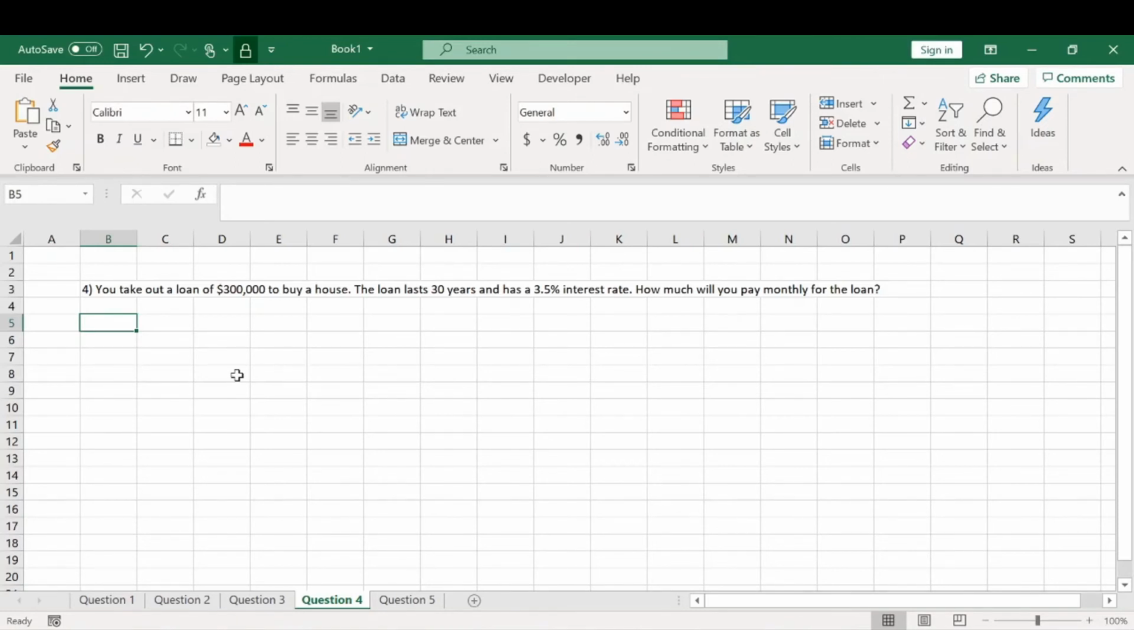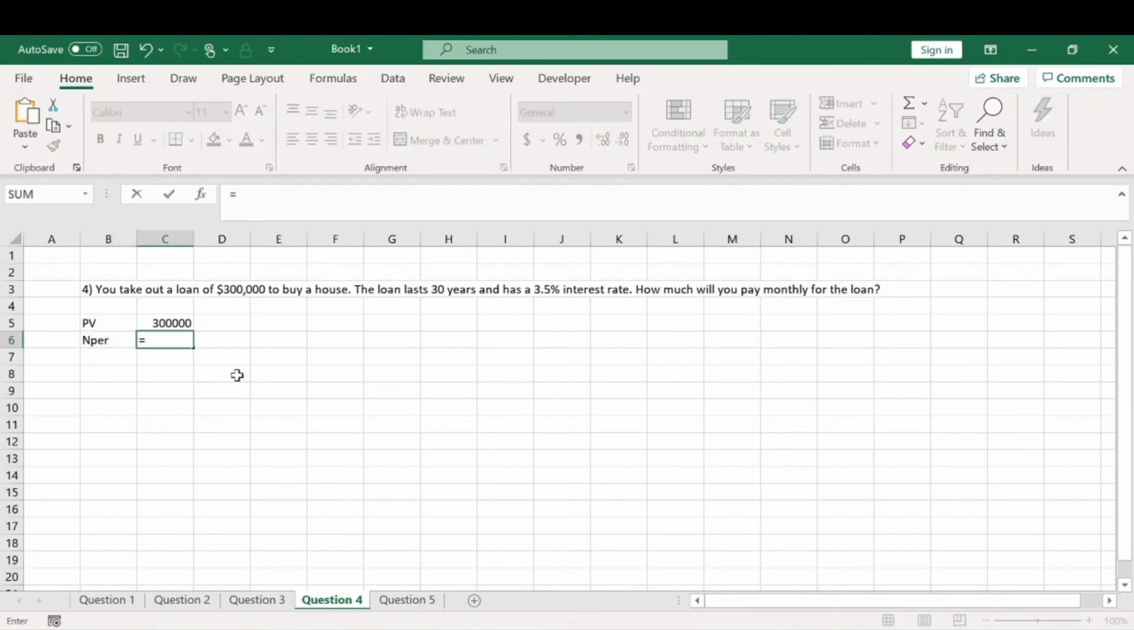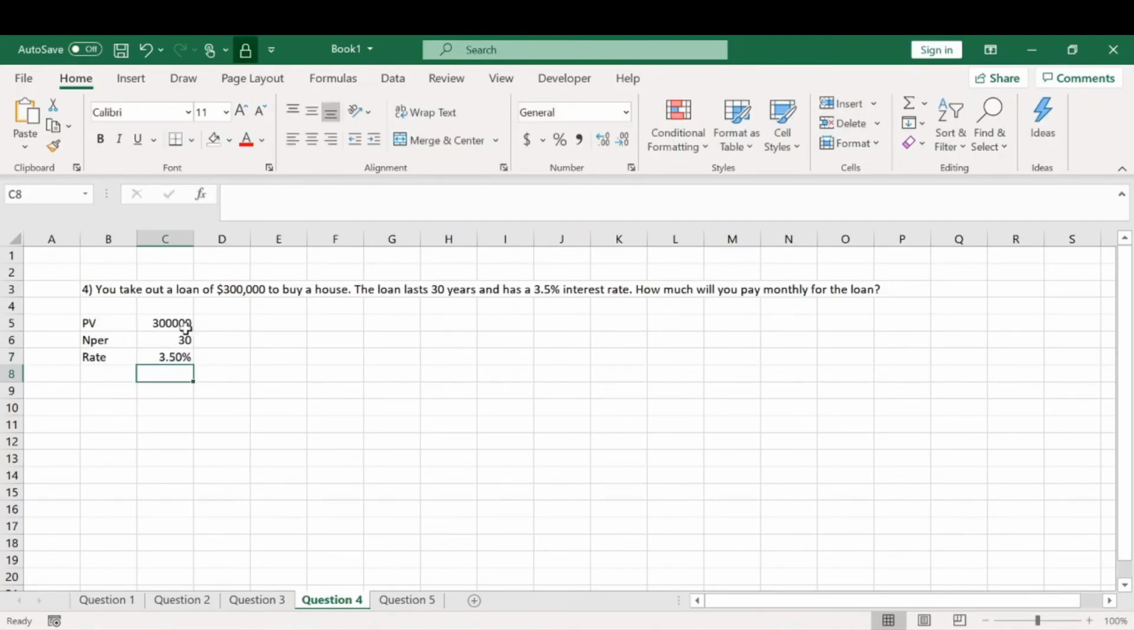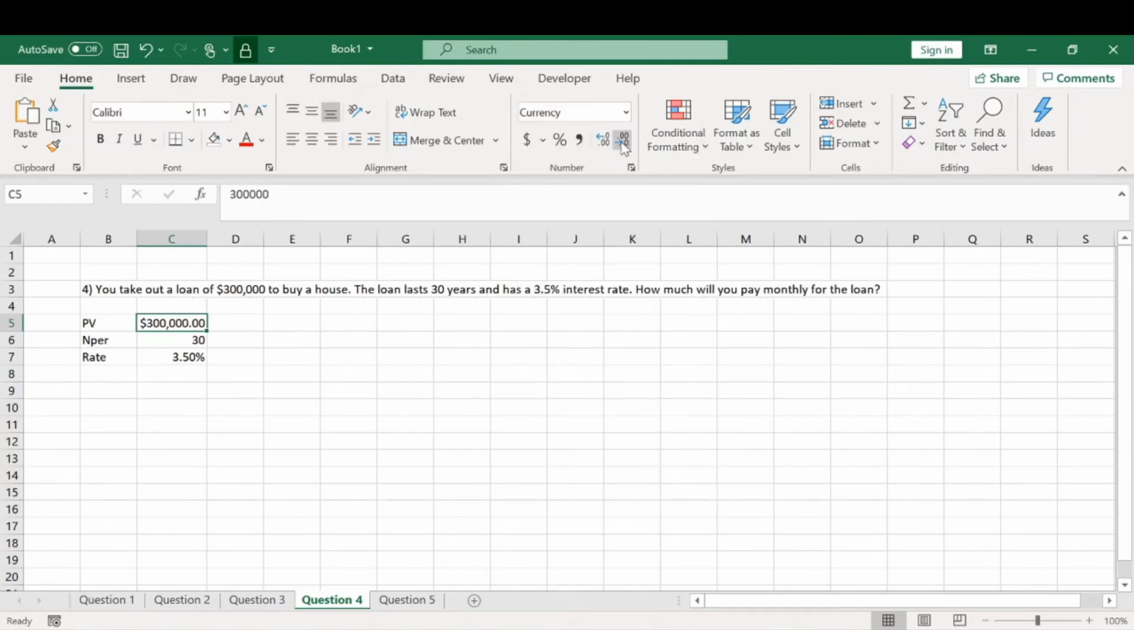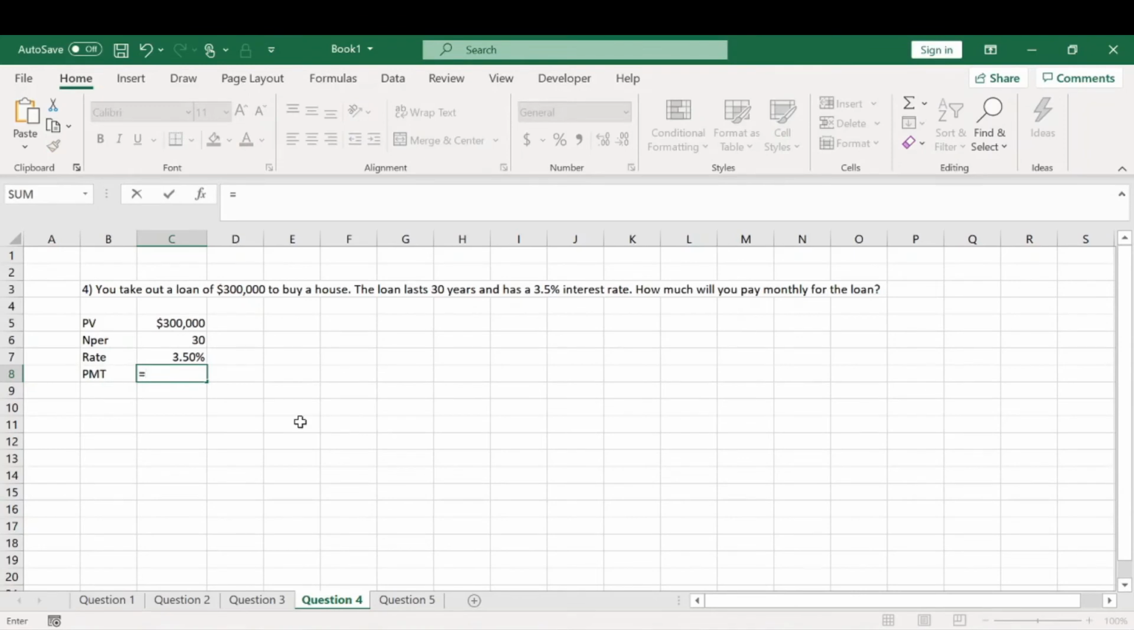So similar to question three, we're just doing the opposite. Instead of finding the present value, we're trying to find the amount of payments this loan would be. So very applicable real world, right? All right, so we know the present value is $300,000. We know the number of periods is 30 years. We know the rate is 3.5%. All right, and we're trying to determine the PMT, or the payments. So how much monthly will we have to pay?